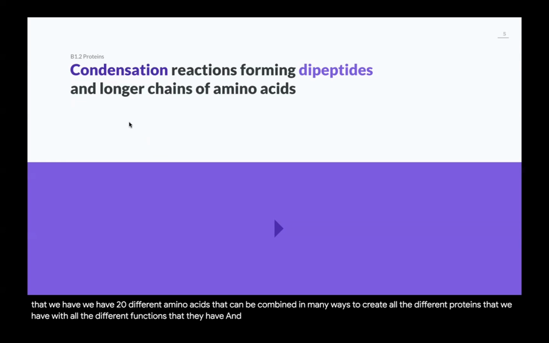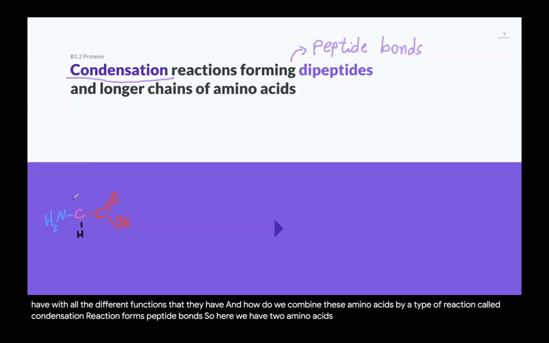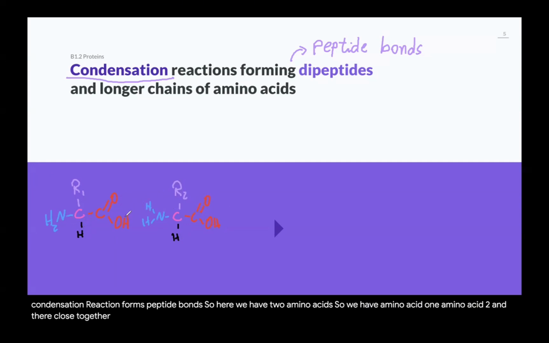And how do we combine these amino acids? By a type of reaction called condensation. And this condensation reaction forms peptide bonds. So here we have 2 amino acids: amino acid 1, amino acid 2, and they are close together. You have the acid part of one amino acid and the amino part of the other amino acid.